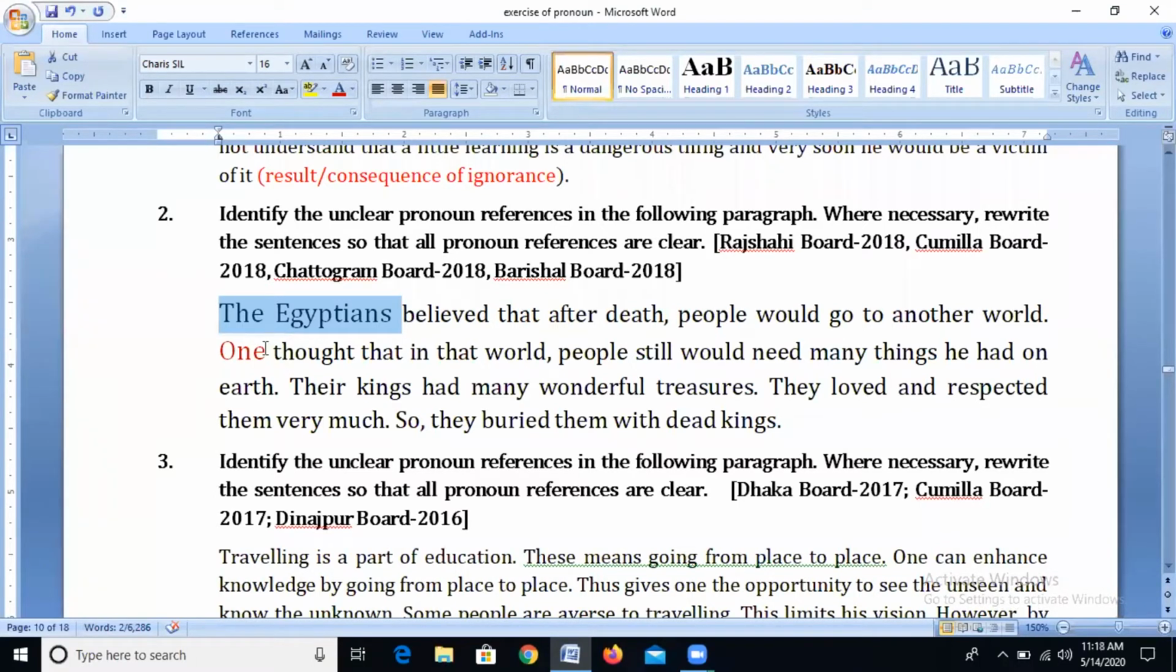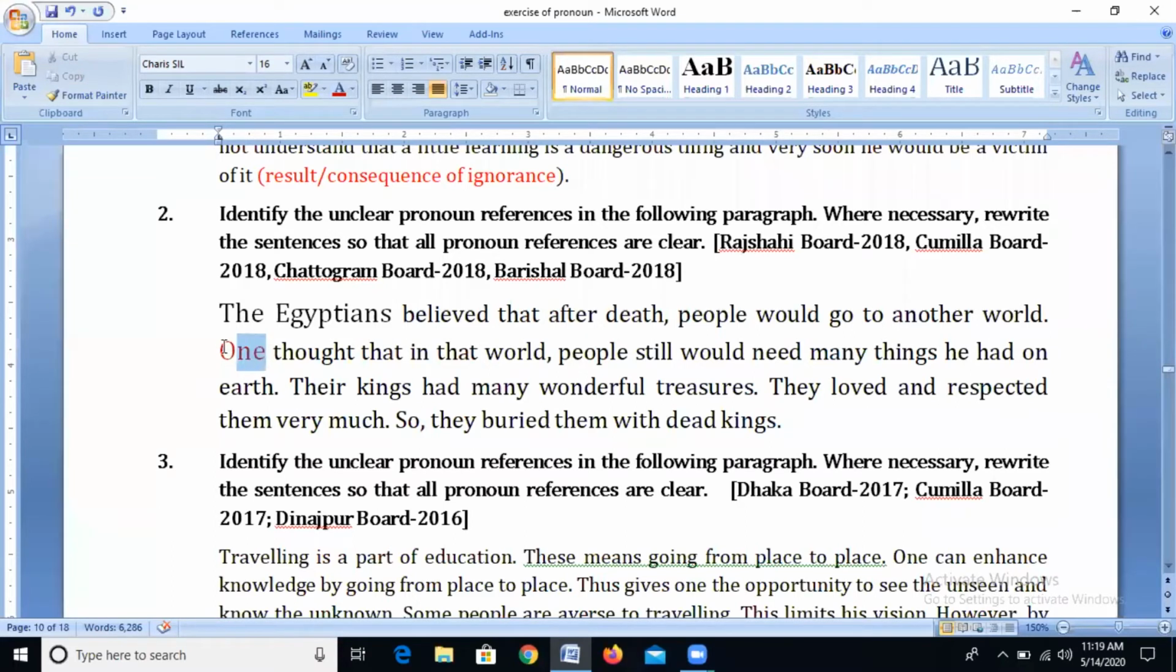Now think of this one. Is this word correct? No, it is not correct, because this one refers to whom? The Egyptians. And the Egyptians, this very phrase gives a plural sense. As this phrase gives a plural sense, you have to use a plural pronoun here. Understand? So one is a wrong pronoun here. Just try to think about the relationship between this one and the Egyptians. The Egyptians gives us a plural sense, but one gives the sense of singularity. So one is not correctly used here.